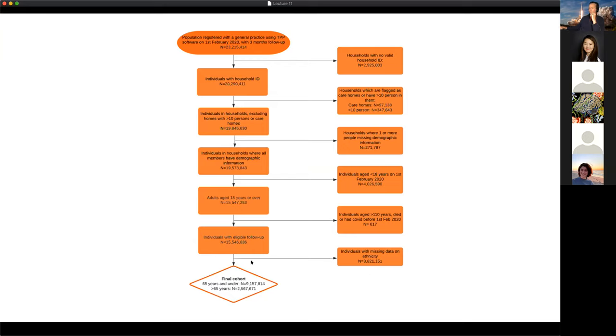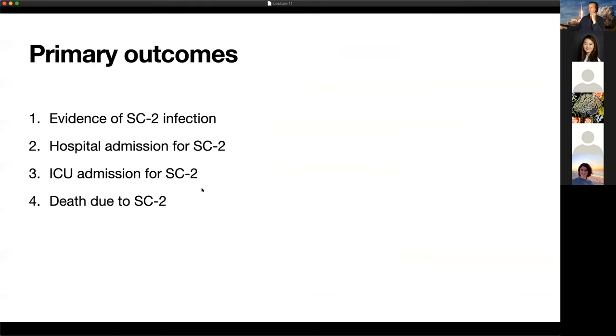So the final cohort, and this is obviously a very, very large cohort. You have 9.1 million adults between 18 and 65, and you have 2.5 million adults over 65. It's a very large study population, so you should have great power to detect things.